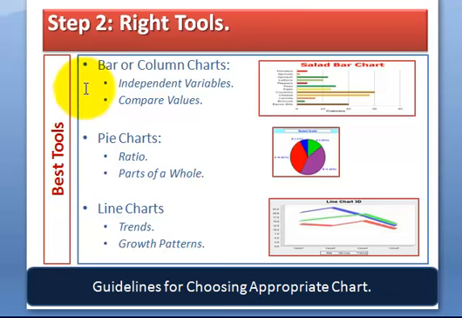Lots of different tools: bar graphs and column charts, normally used to compare different variables. Pie charts are used often for ratios or parts of a whole. Line charts tend to be very good for looking at growth patterns over time or trends. A lot of this is trial and error, trying to see which one communicates your information and data best.